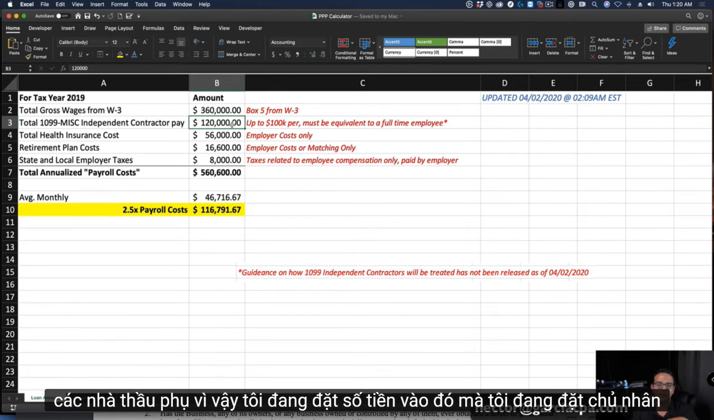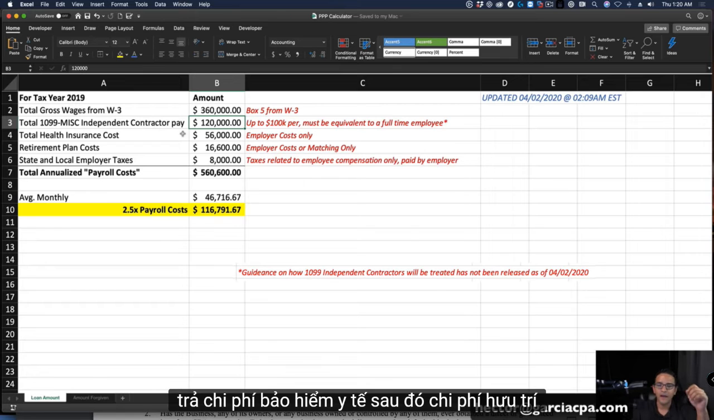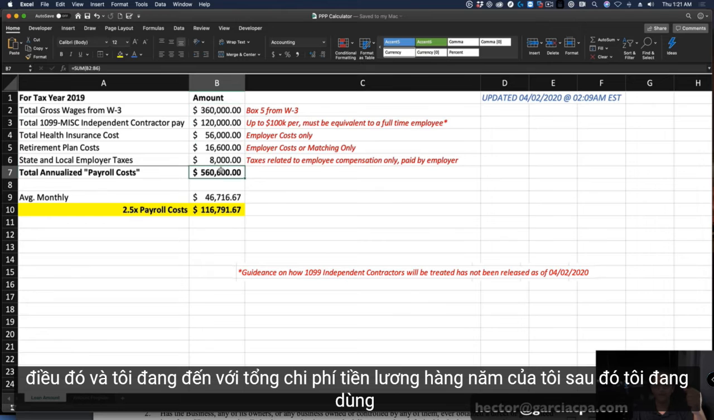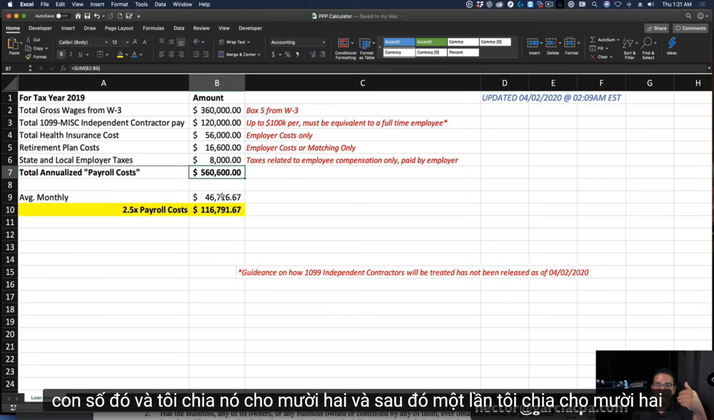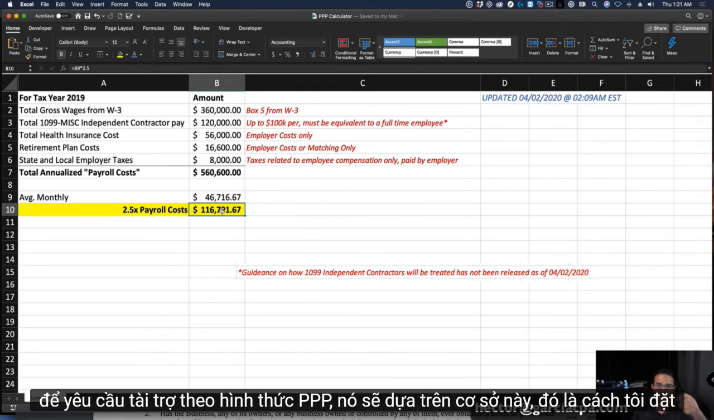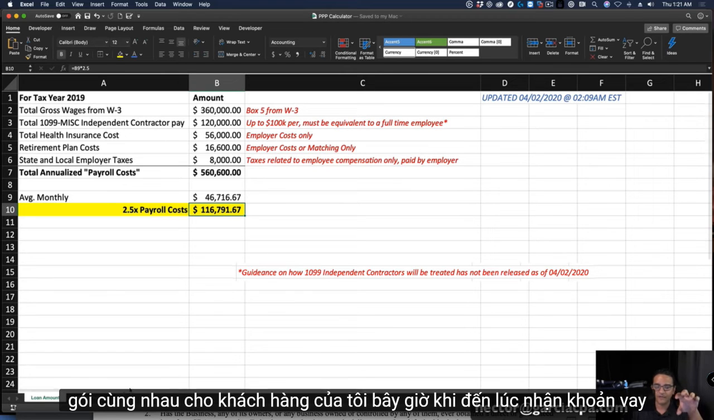So I'm putting the amount in there. Then I'm putting the employer paid health insurance cost, then the employer paid retirement plan cost, and then any state and local employer taxes. So I'm adding all that up and I'm coming up with my total annualized payroll cost. Then I'm taking that number and I'm dividing it by 12. And then once I divide it by 12, I'm taking that number and multiplying it times 2.5. So when I go to my banks to request the PPP funding, it would be based on this. That's how I'm putting the package together for my clients.